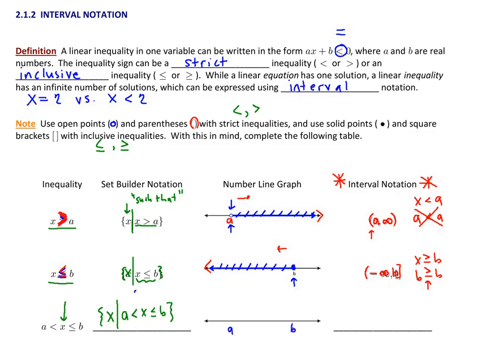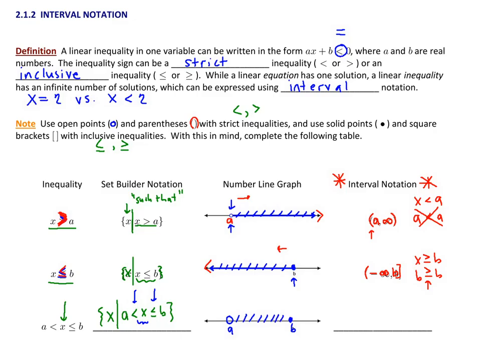Now, closest to a, we have a strict inequality. So that means on our graph, we want to draw an open circle. Closest to b, we have an inclusive inequality, so we're going to construct a solid point there. And then notice our variable is in between a and b. So we're going to shade all the numbers in between a and b. So that's what the graph would look like.